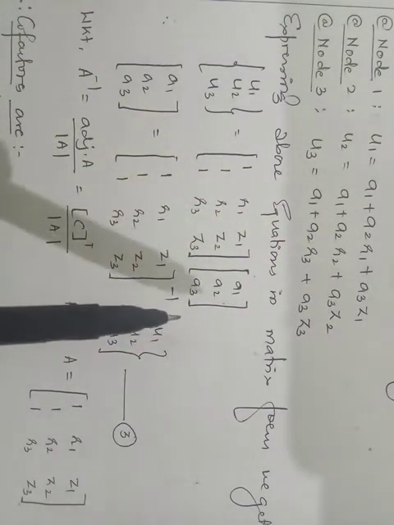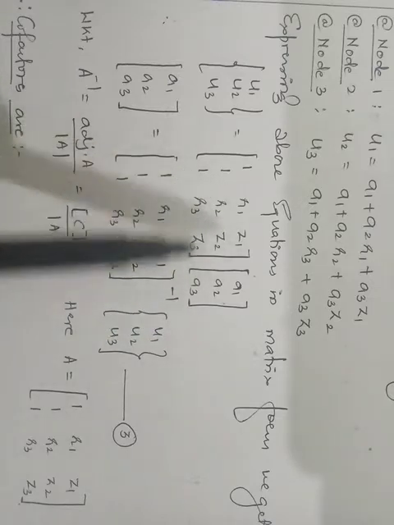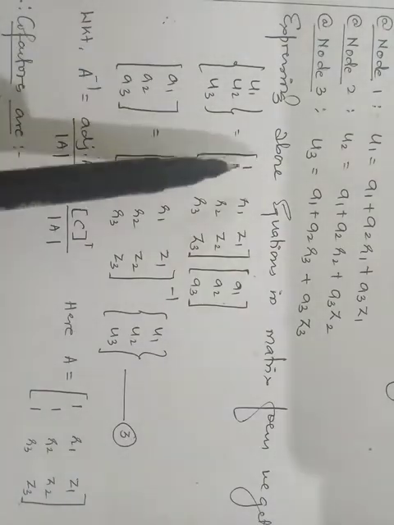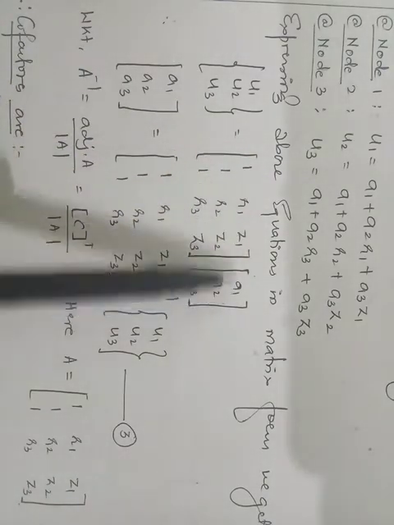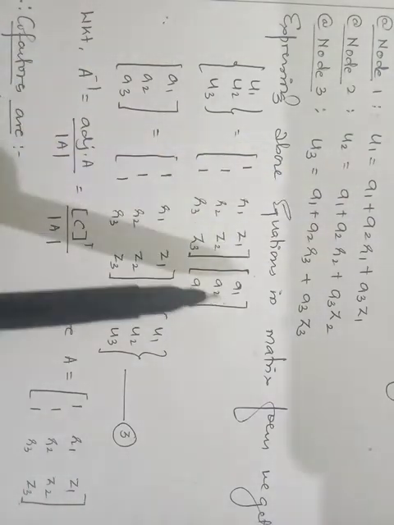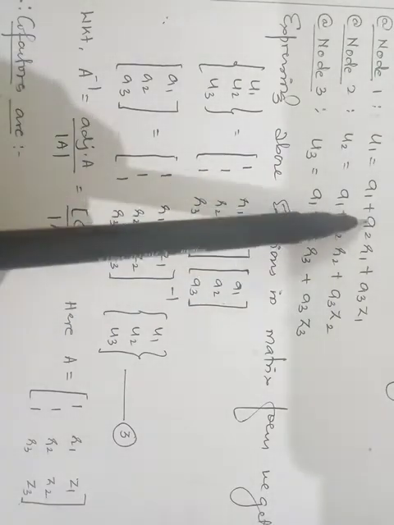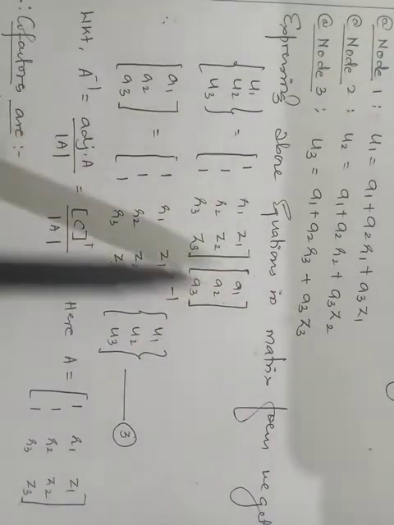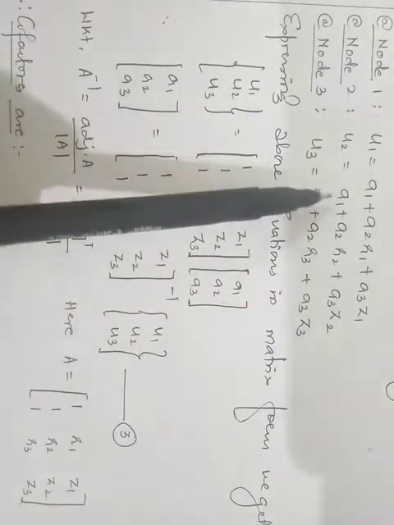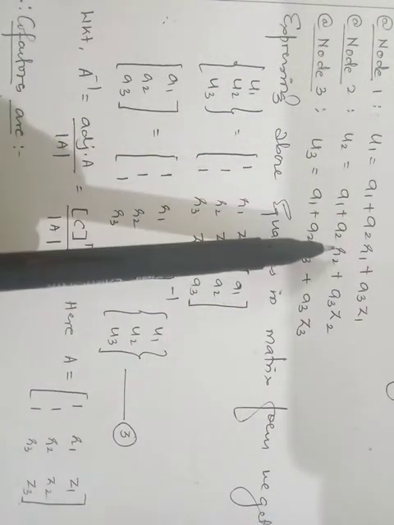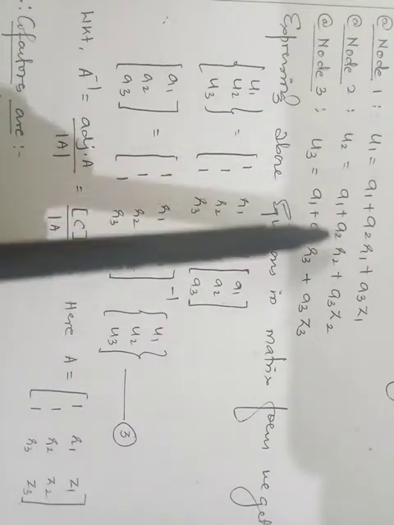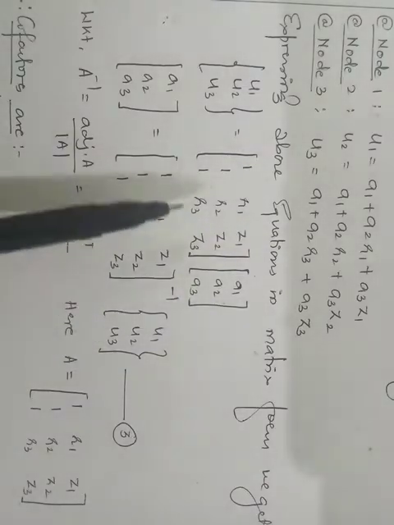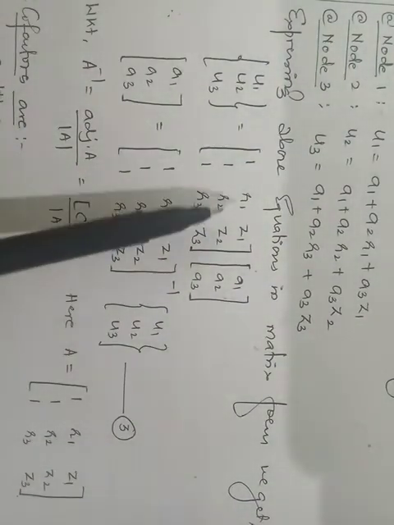Now the coefficients you need to note down, such that if you multiply these two matrices, you should get back these equations. So it is a1 into 1 is a1 plus a2 into r1 plus a3 into z1. In a similar manner I have written all the coefficients. In the second case, the coefficients are 1, r2 and z2. Here it is 1, r3 and z3. That is how you get this matrix.